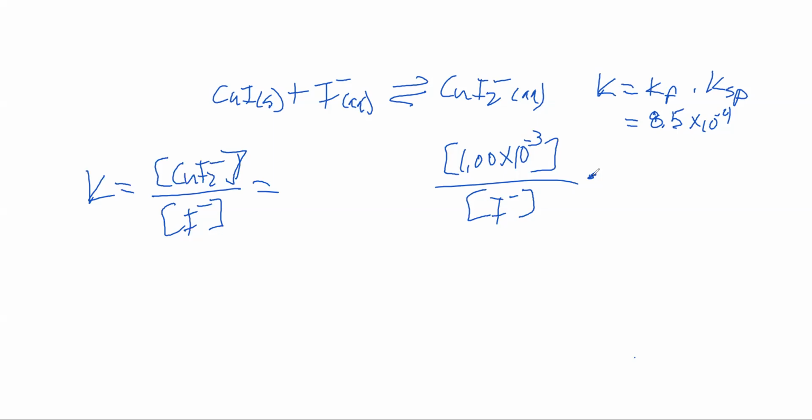So this becomes my 1.00 times 10 to the minus 3 over my iodide. I can solve for my I minus. So that's just, or sorry, 1.00 times 10 to the minus 3 divided by 8.5 times 10 to the minus 4.